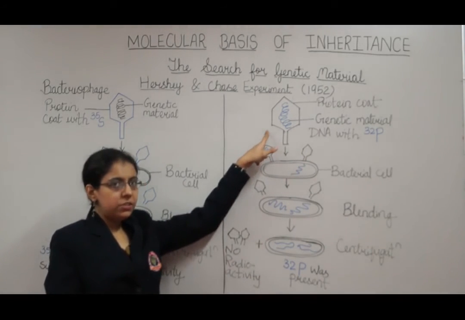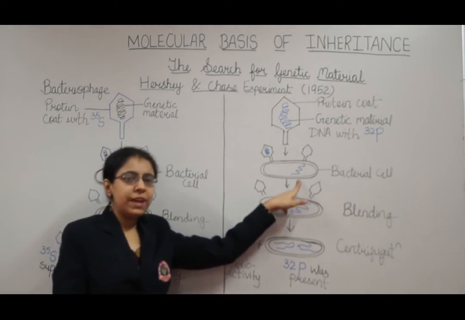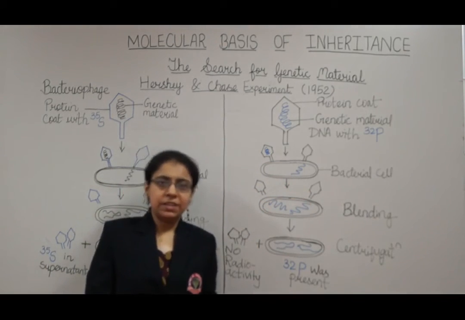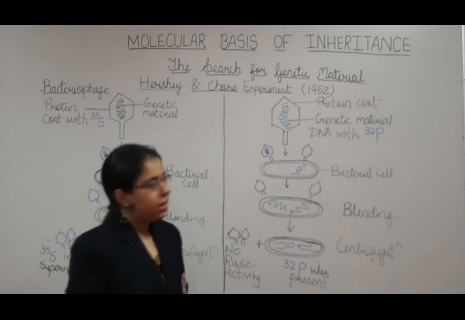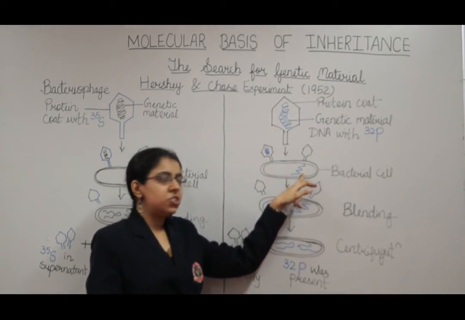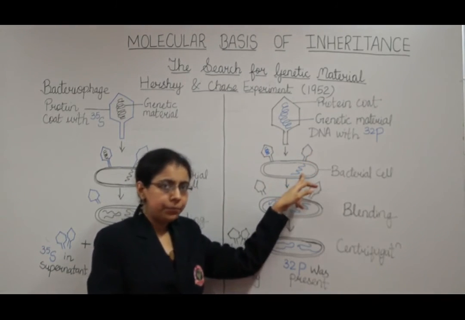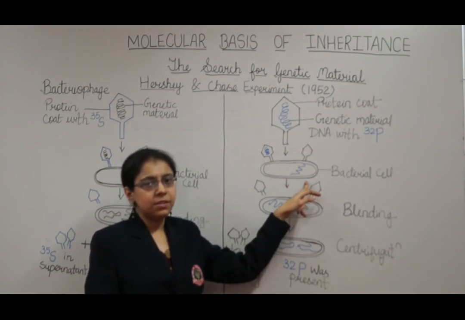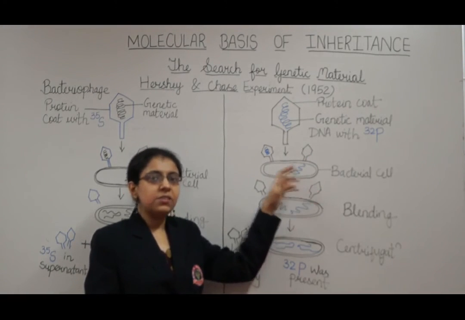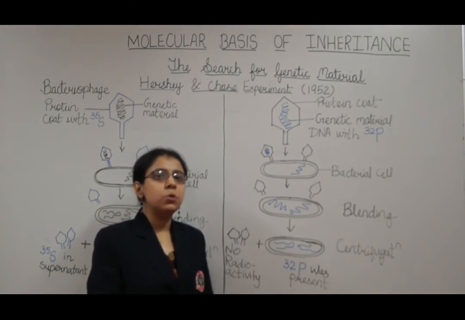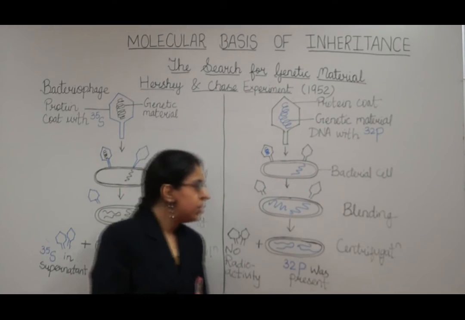These bacteriophages were allowed to infect the bacterial cell. We know how the bacteriophages infect the bacteria. They leave their protein coats outside and they insert the genetic material on the inside. So bacterial cells, when they are infected with the virus, that is the bacteriophage, receive the viral genetic material, but the viral protein coats are left outside.